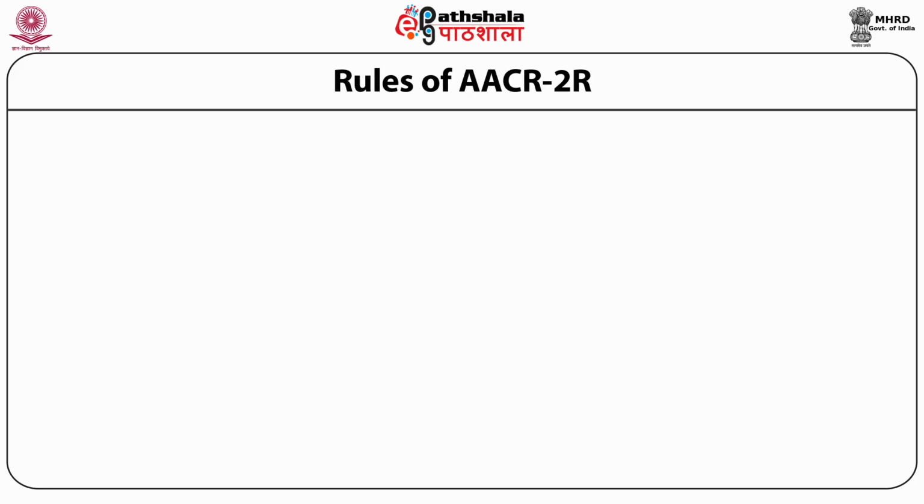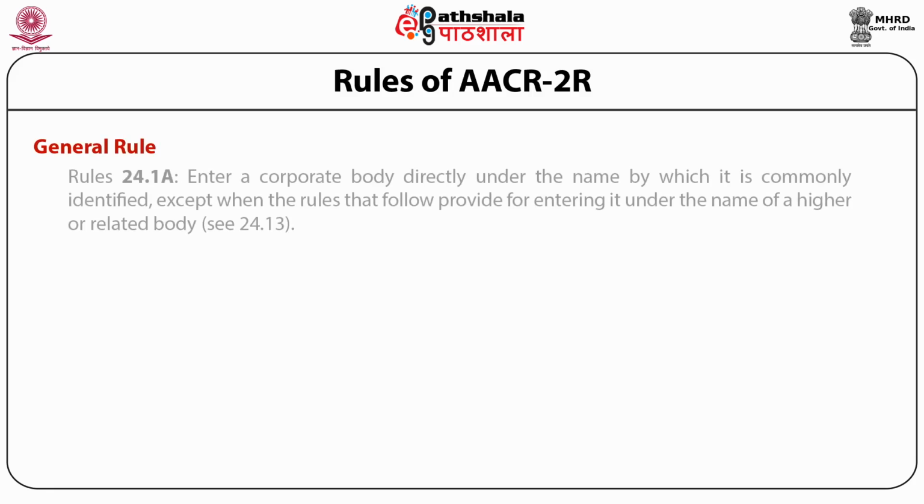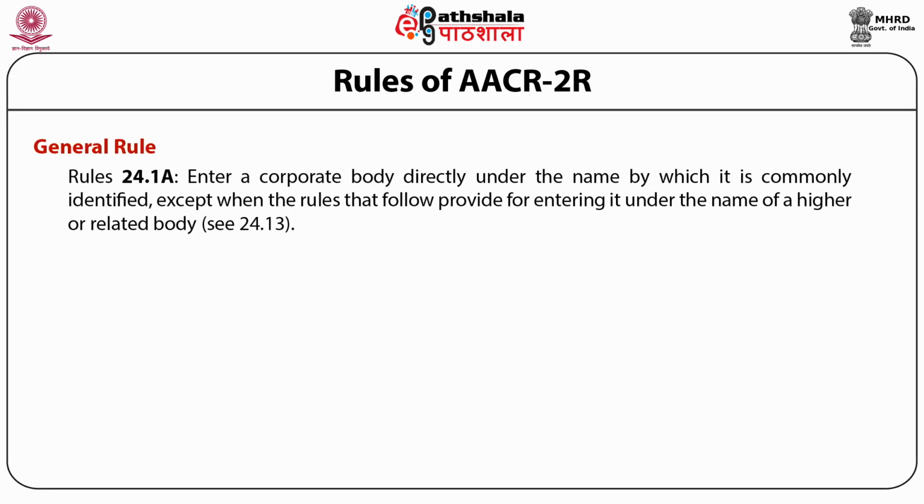Rules of AACR-2R. General rule, rule number 24.1a. Enter a corporate body directly under the name by which it is commonly identified, except when the rules that follow provide for entering it under the name of a higher or related body. See rule number 24.13.